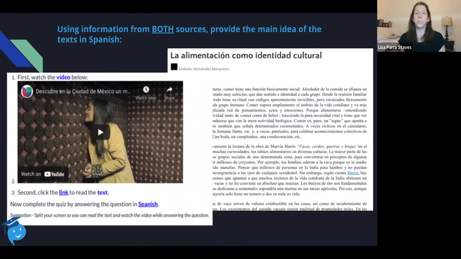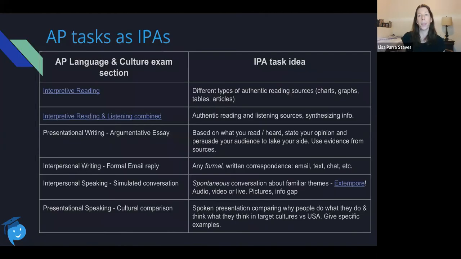So Grant, you can go back 2 slides. Thank you. So don't be afraid to give students many sources in one task.